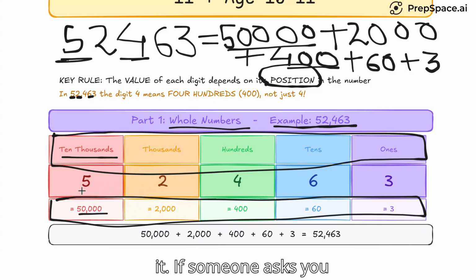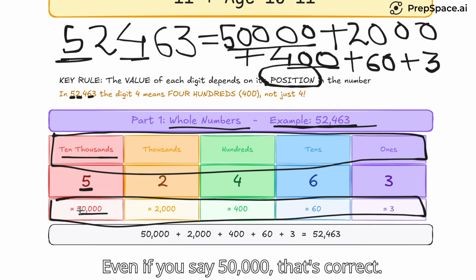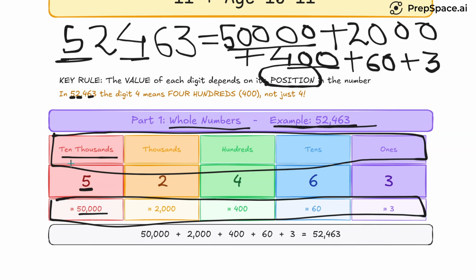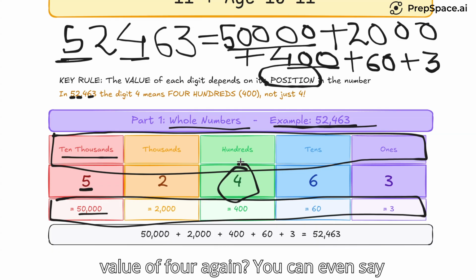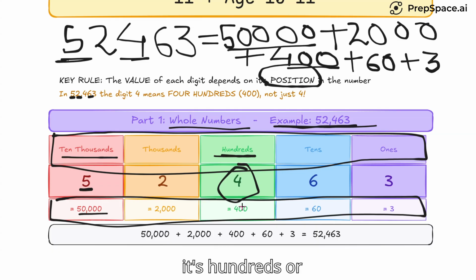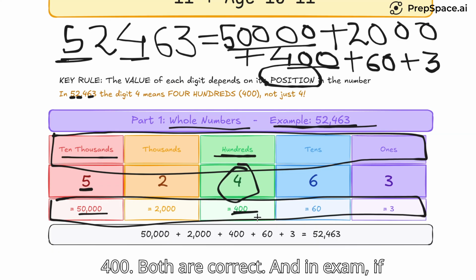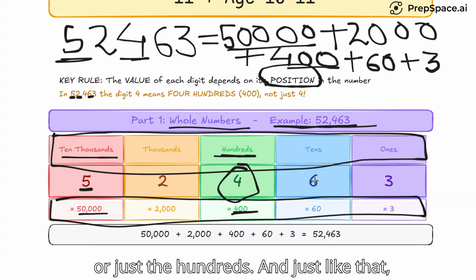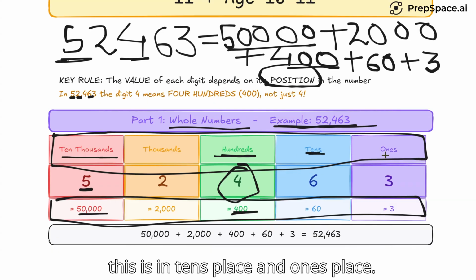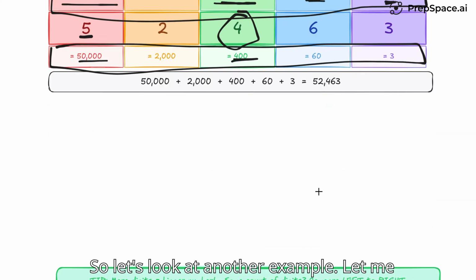If someone asks you what's the place value of 5 in this number, then even if you say 50,000, that's correct. Even if you say 10,000, that's also correct. And similarly, what's the place value of 4 again? You can even say it's hundreds or 400. Both are correct. In the exam, if they ask you, you choose 400 or just hundreds. And just like that, this is in the tens place and the ones place. So let's look at another example.